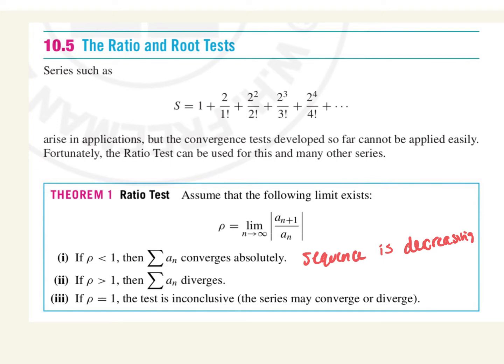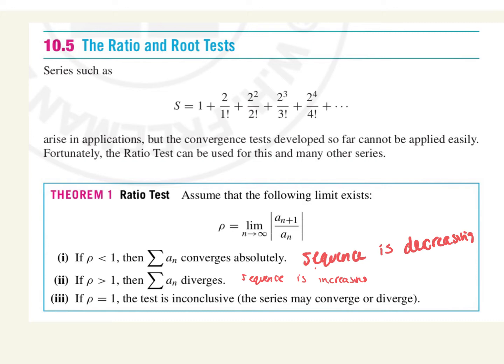Okay, so the sequence is decreasing then. It's implying that if we're less than 1, then the denominator is larger, so the previous term was larger. If the limit is greater than 1, it diverges, which also implies that the sequence is increasing. So that's how I interpreted this, and I found it to be pretty helpful.